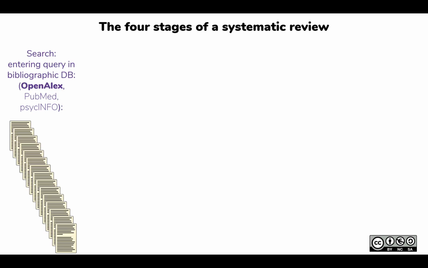So systematic reviews, for those who are not yet familiar with them, I added some basic explanations, have 4 stages. The first one is that you search for stuff in a bibliographic database. Some proprietary ones, so closed science ones, are PsycInfo, PubMed, ERIC, GreenFile. So the most familiar ones you'll find in our university library. And OpenAlex is a relatively new one that is completely open.